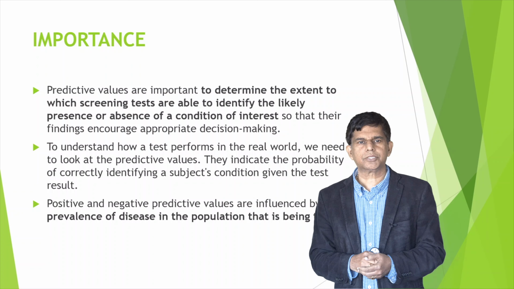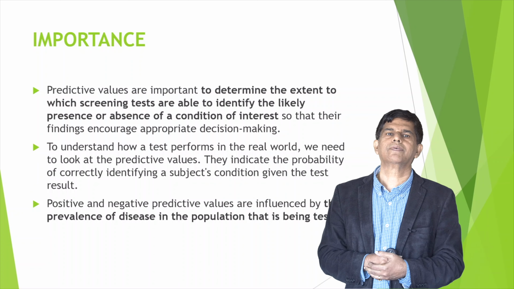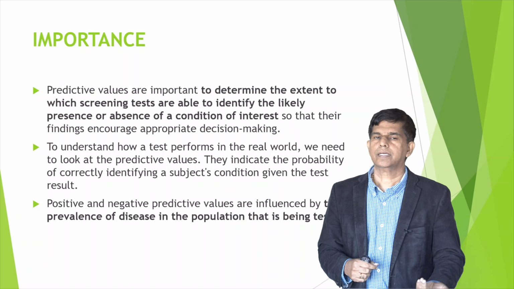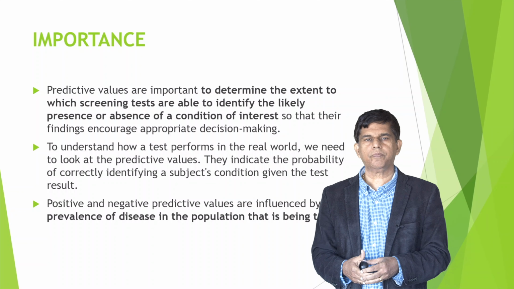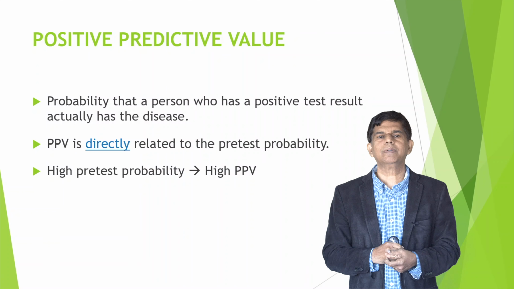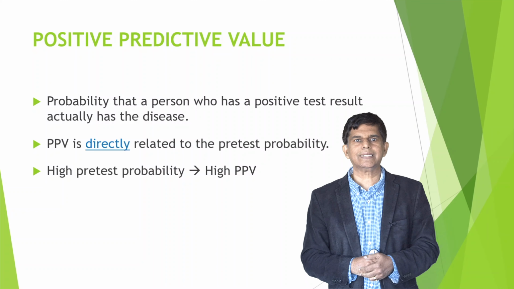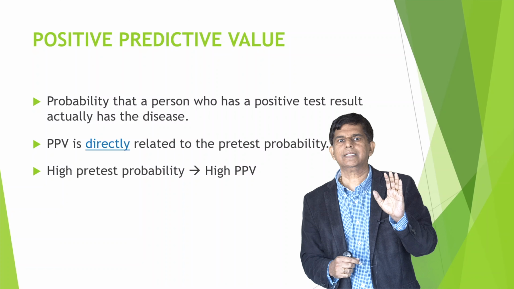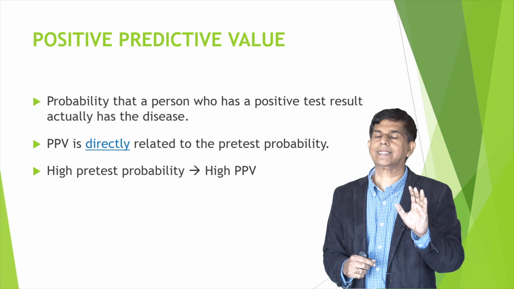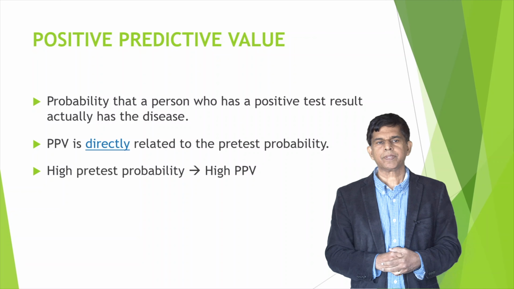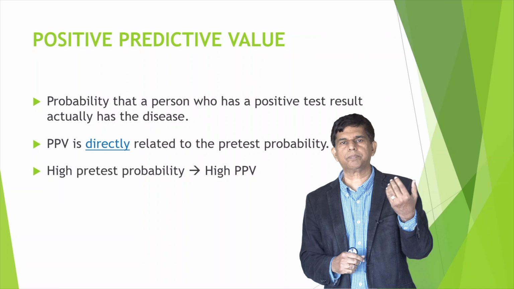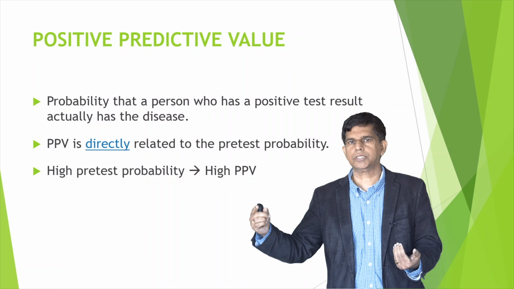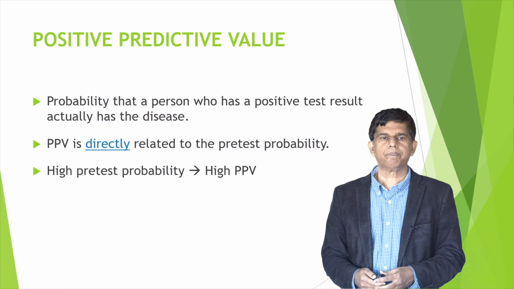And then, positive and negative predictive values are influenced by the prevalence of the disease in the population. Remember that, okay? So what is a positive predictive value? It's the probability that a person who has a positive test result actually has the disease. That's the definition. Positive predictive value directly relates to the pretest probability, so you have to link them together. High pretest probability means high positive predictive value. Remember that.